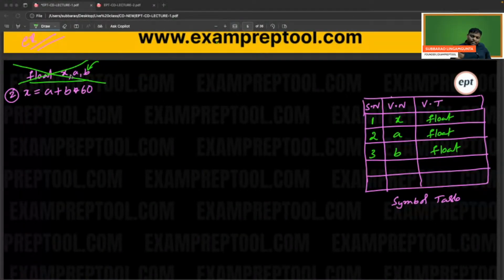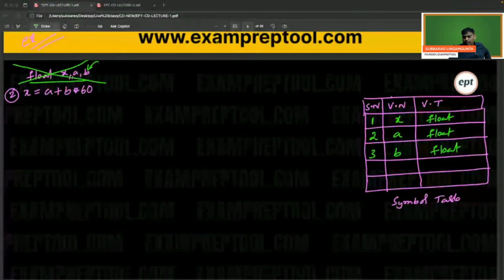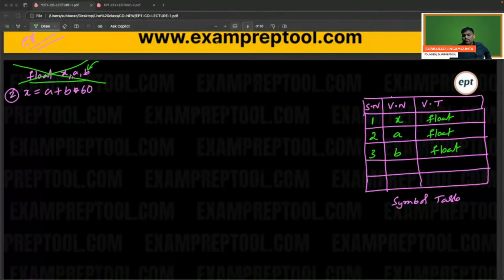So the semantic analyzer sees the declaration, float X A B. Oh, X is float, A is float, B is float. You will store everything in the symbol table. Okay, fine. Now see the answer. Our goal is the second line only.